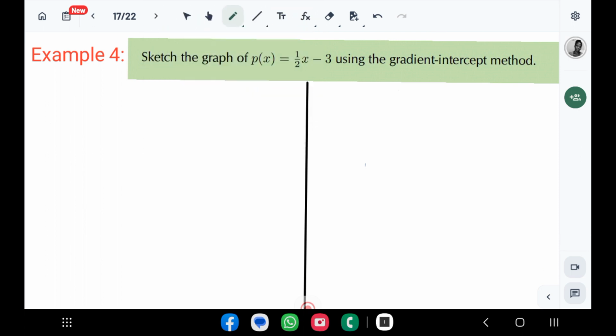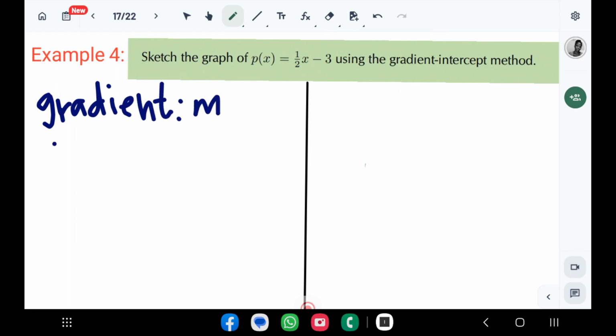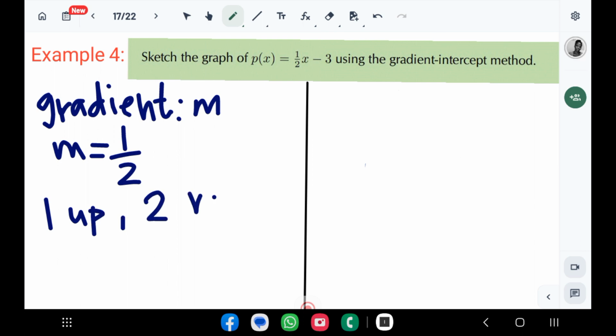Let's look at the gradient first. Our gradient is m. m equals 1/2. That means for every 1 you go up, you must go 2 to the right. And I will show you how that works out on a set of axes. 1 up, 2 right. For every 1 up, you go 2 right.